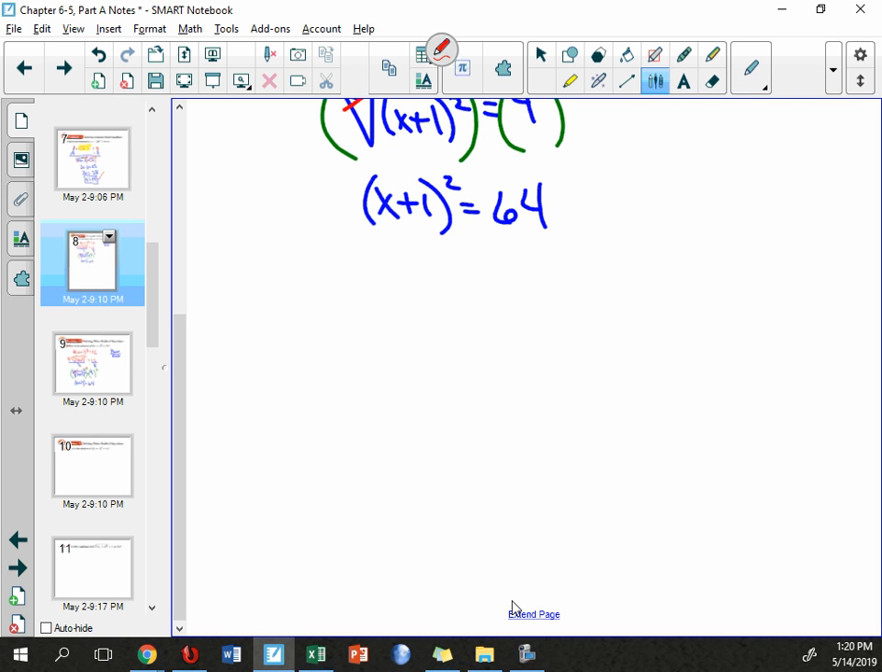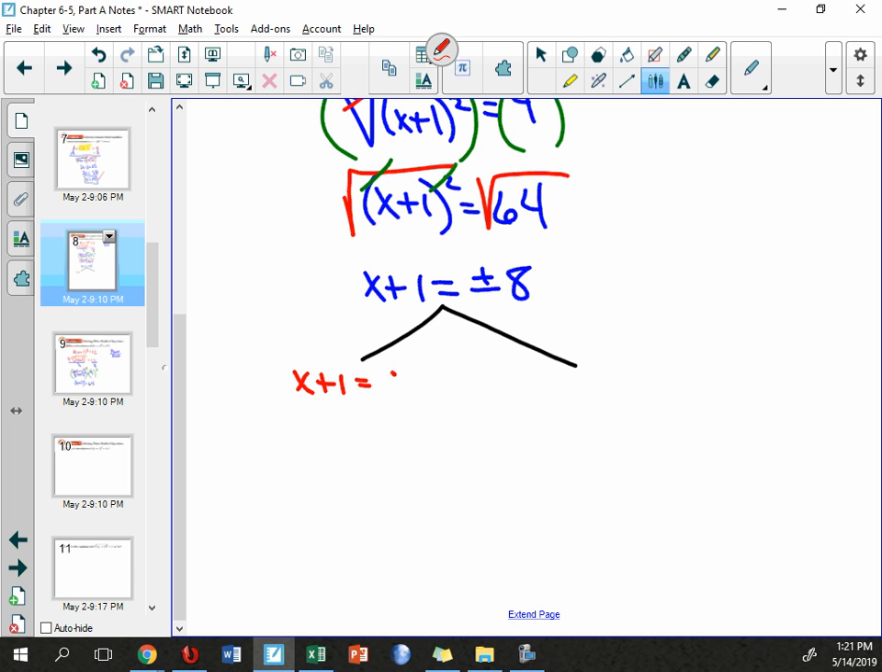Square root it. So if I square root both sides, notice again the power and the root cancel out, and I'm left with x plus 1 is equal to, did I take an even root? So what must I put there? Plus or minus, and what is the square root of 64? 8. Do you see that? So we are going to have 2 different equations. I'm going to have x plus 1 is equal to positive 8, and x plus 1 is equal to negative 8. Do we see that? Because I took the square root of 64, and there are 2 numbers that can give me a positive 64: negative 8 times negative 8, or positive 8 times positive 8.